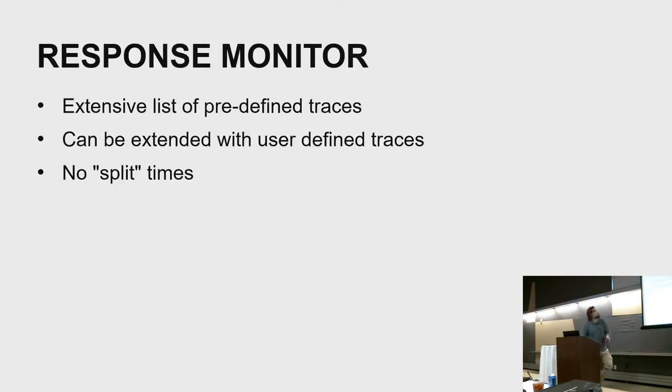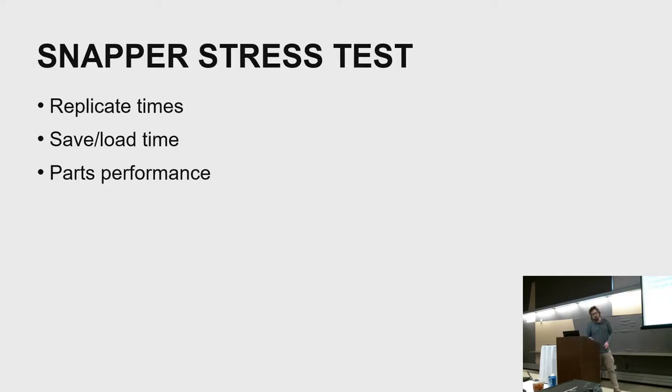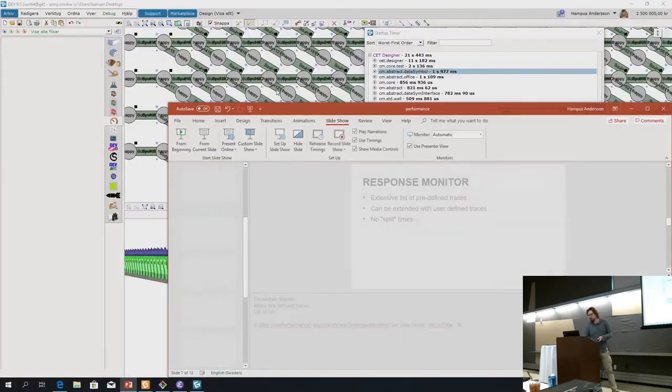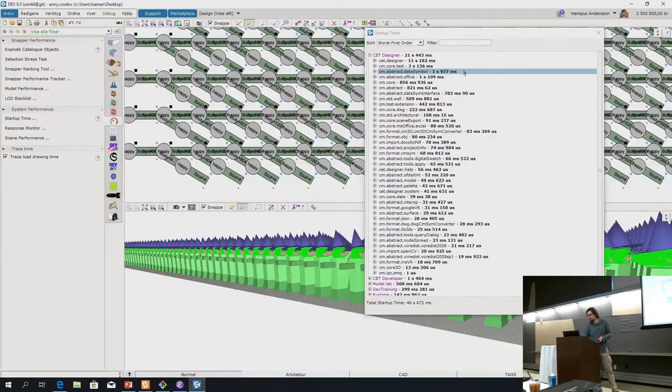And the response monitor, it's kind of similar. It's basically predefined traces, so you can set them up, and then you can enable and disable them in the monitor, instead of going back and forth in the code all the time. I'm going to show you an example of how it works. There's a bunch of predefined ones already. So load times, insert snapper, and all of those are already defined in core. But it won't tell you split times. It will only tell you that insert was slow, not which part of insert. So I could show you an example of that.